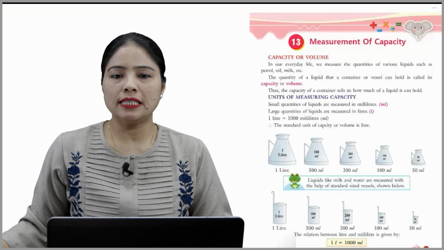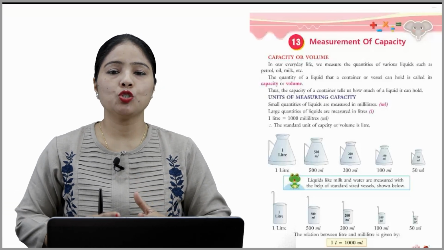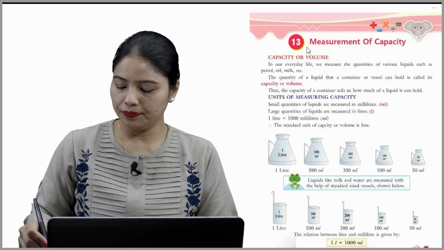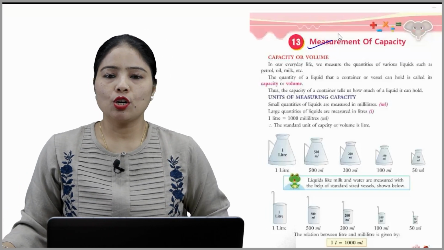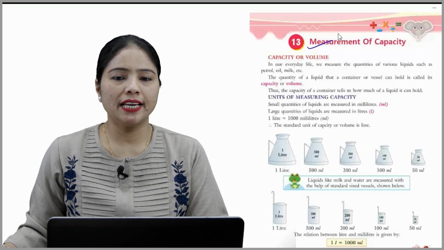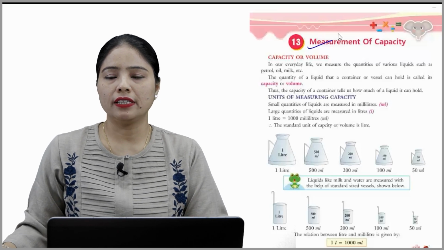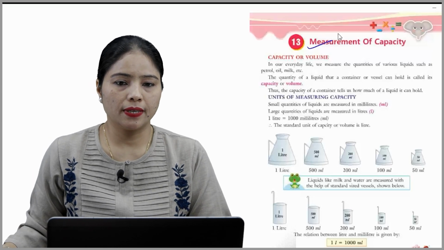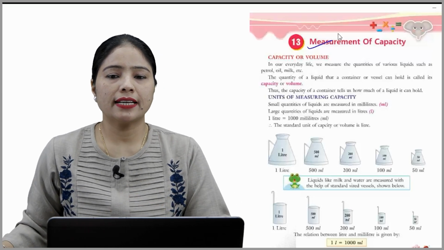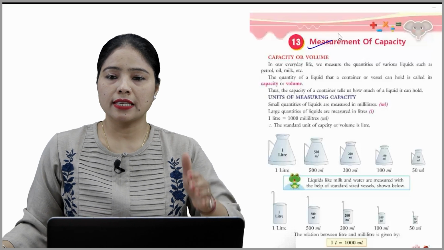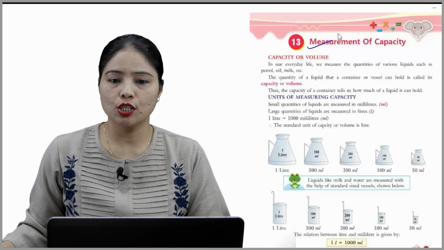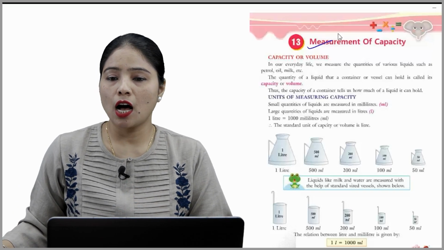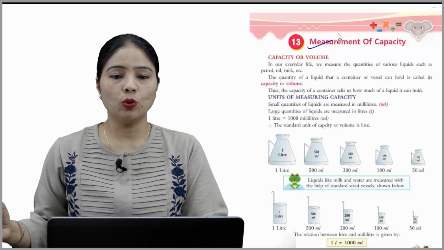So children, today in this class we are going to learn about measurement of capacity. So let's start with that. Capacity or volume. In our everyday life we measure the quantities of various liquids such as petrol, oil, milk and so on. The quantity of a liquid that a container or vessel can hold is called its capacity or volume. Thus, the capacity of a container tells us how much of a liquid it can hold.